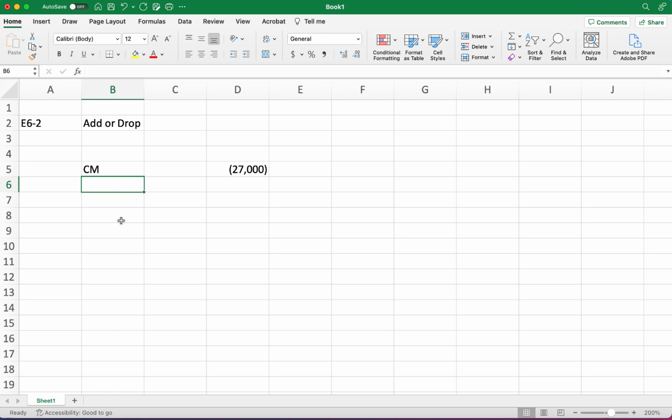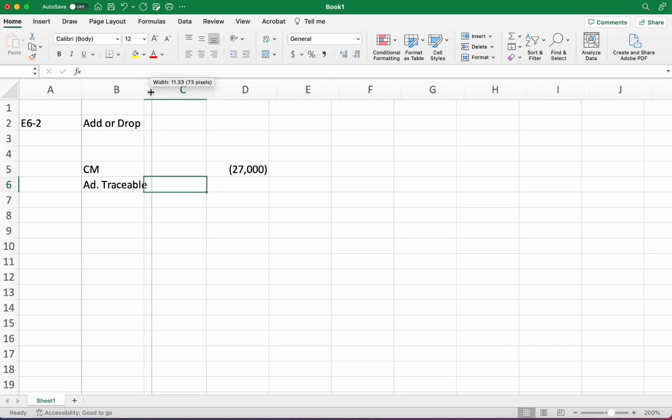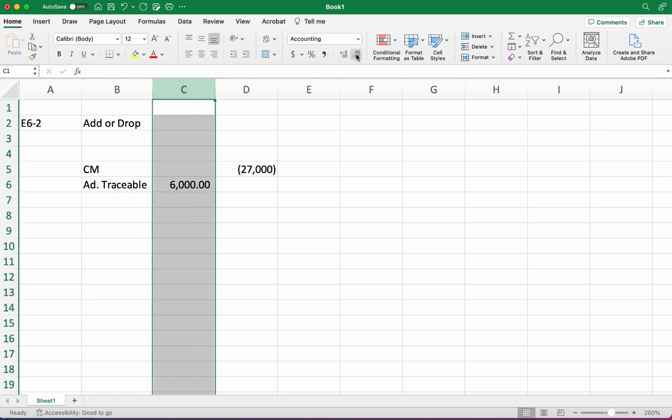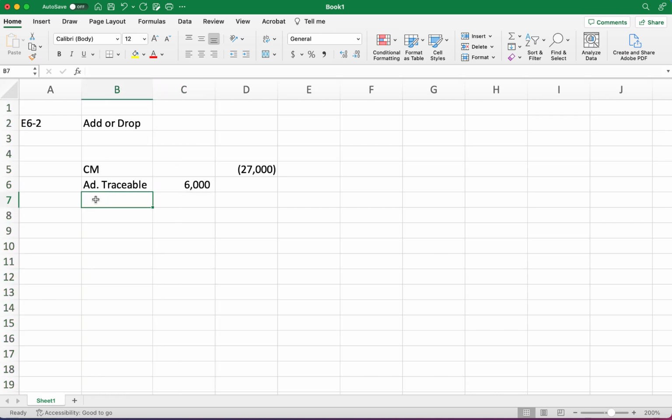The first cost we have is our advertising, specifically the traceable advertising expenses. Let's think about that. These advertising expenses are traceable to the racing bike division. If we drop the racing bike product line, guess what? We do not incur that $6,000 fixed expense.